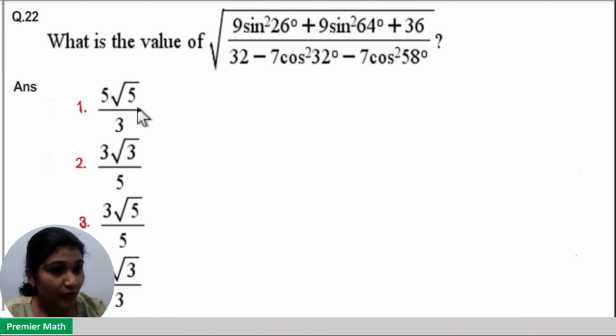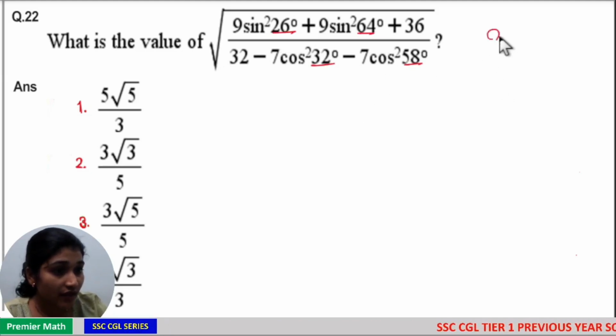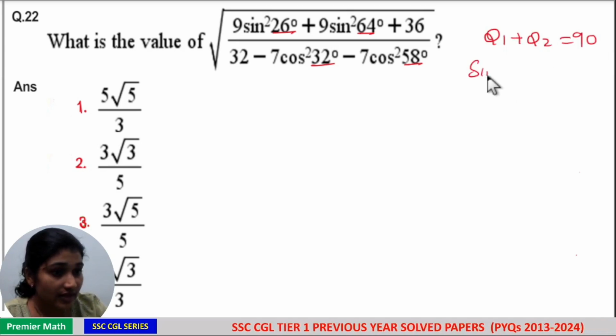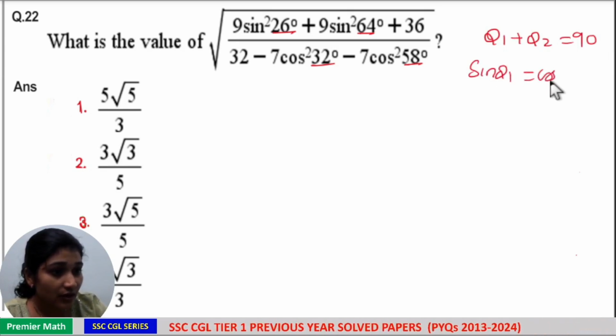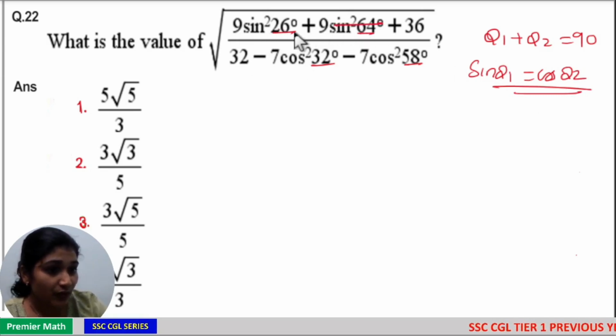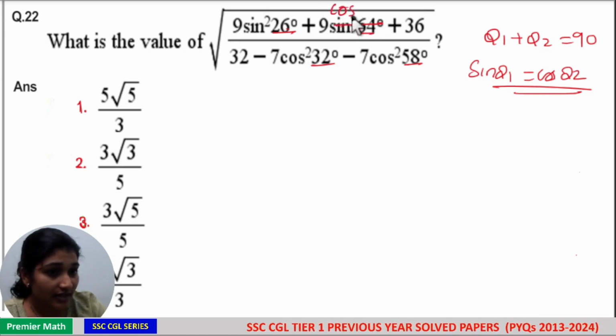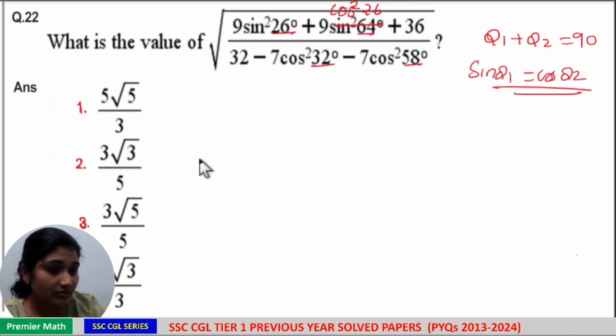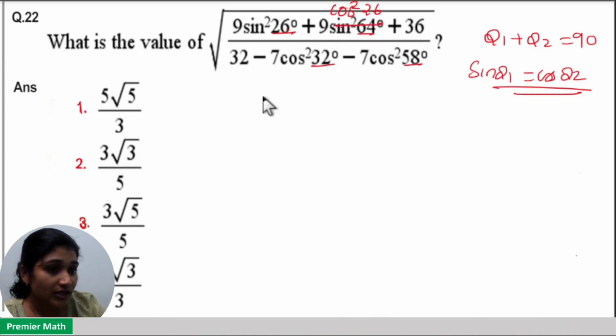What is the value of the following? Here 26 plus 64 is 90 and 32 plus 58 is 90. When theta 1 plus theta 2 is 90, I can write sine theta 1 as cos theta 2. So apply the property. Here we have sine square 26. So sine square 64, 26 plus 64 is 90, so sine square 64 I can write as cos square 26.